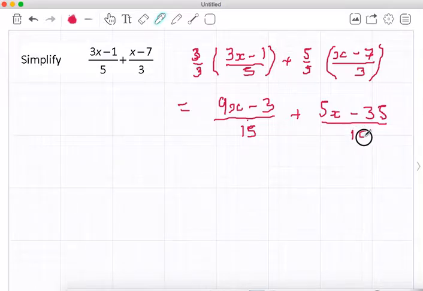Now because the bottom numbers, the denominators, are both 15, I can write them all over 15, and I can do 9x plus 5x, which is 14x, and minus 3 minus 35 is minus 38, and that is simplified. I'm not going to do anything else more with it.